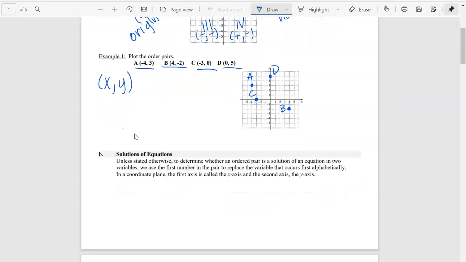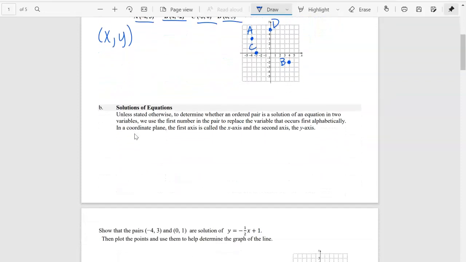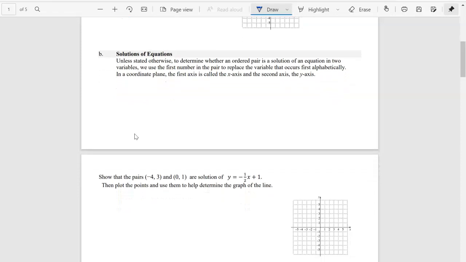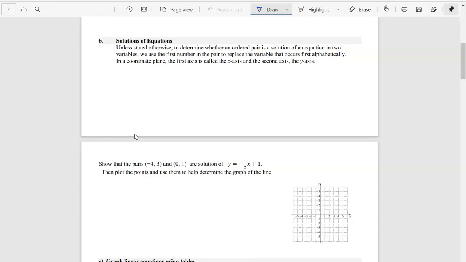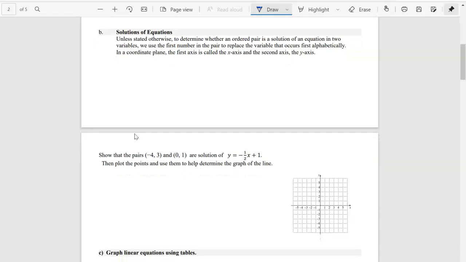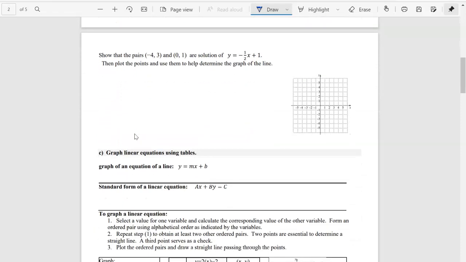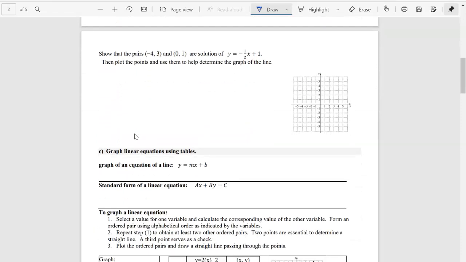Okay, and let's state it to determine whether an ordered pair is a solution of an equation in two variables. We use the first number in the pair to replace the variable that occurs first alphabetically. In a coordinate plane, the first axis is called the x-axis and the second axis is called the y-axis. So I'm going to make a little table here because they want us to show that these pairs are actually solutions to this equation. So when we look at this, we've got some x coordinates and we've got some y coordinates, and we have this equation.